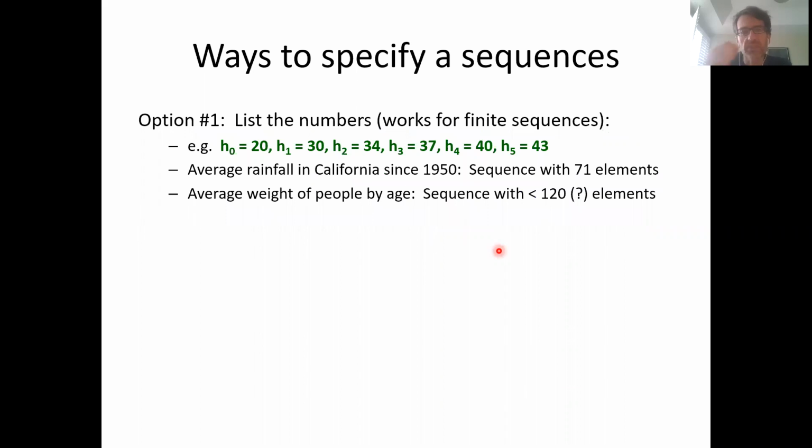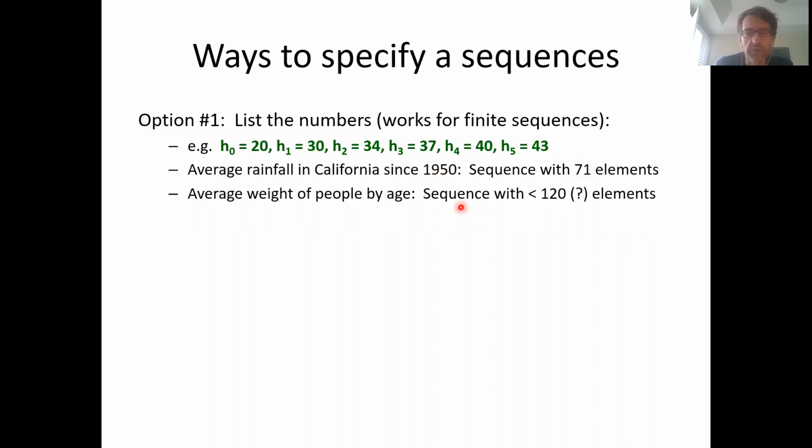Okay, so you can specify sequences like a set, like an explicit set constructor. Just list them. These are of course best or good for finite sequences, especially. Average rainfall in California since 1950. That sequence will have 71 elements, from 1950 to 2020, and you just have to list them.